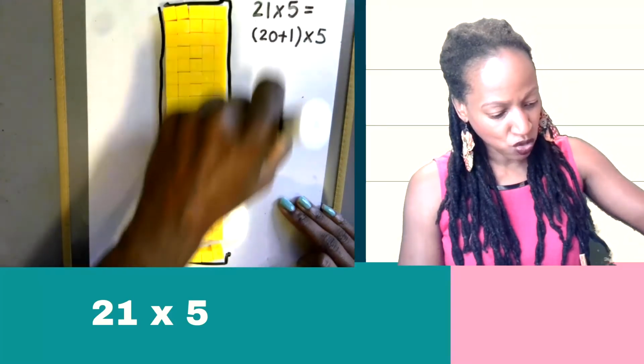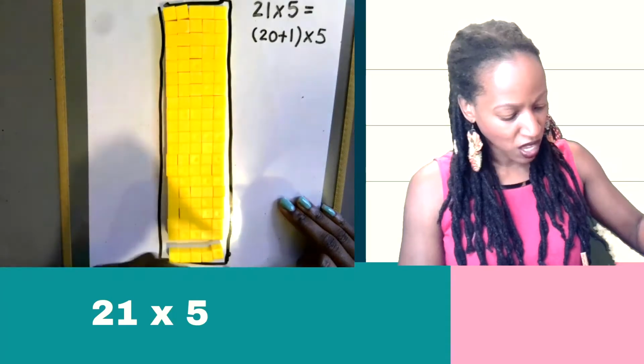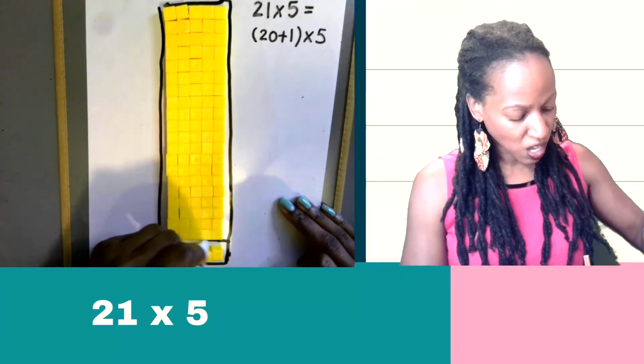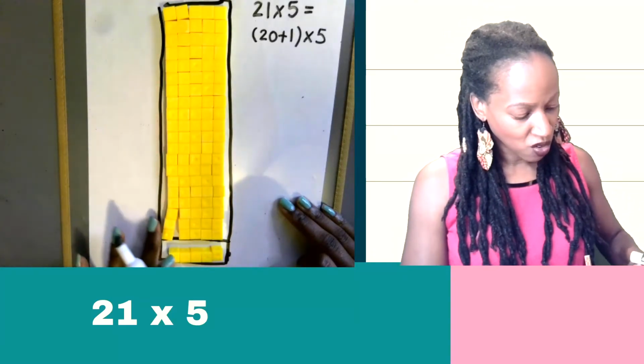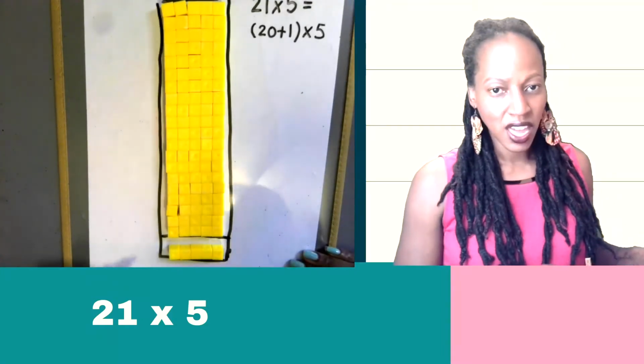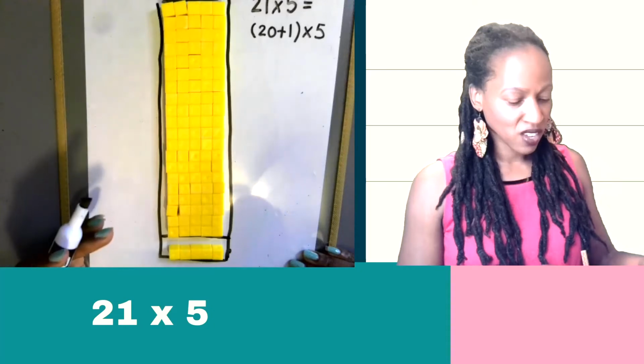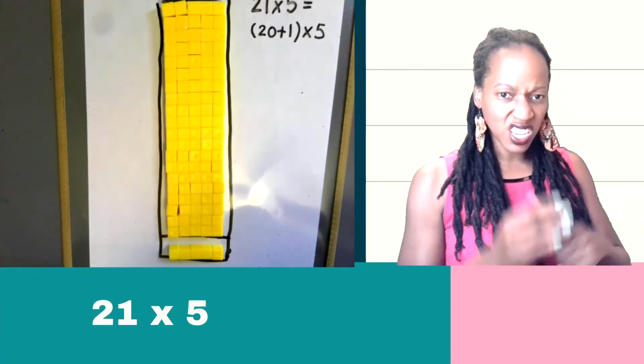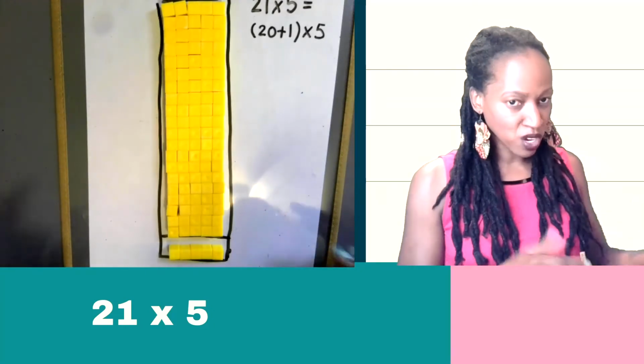And I'm going to show that I can separate them by that place value. So I'm going to separate my 1 group of 5. It's separate down here. You see that? And my 20 groups of 5. So what this shows me is I can actually rewrite this.